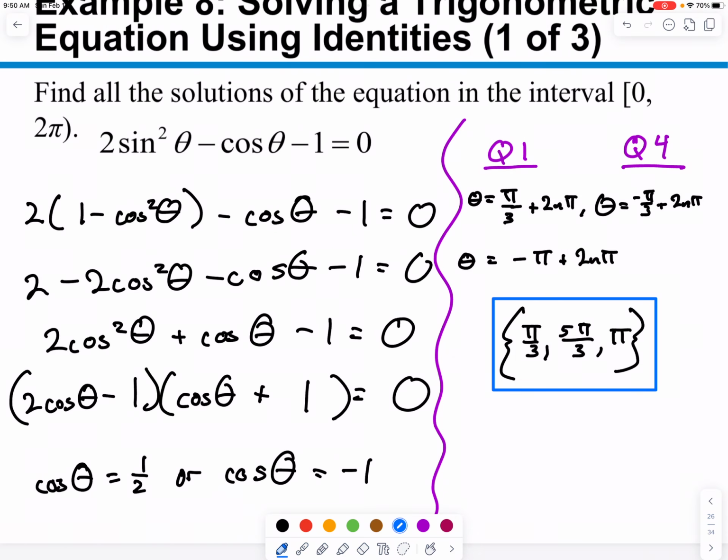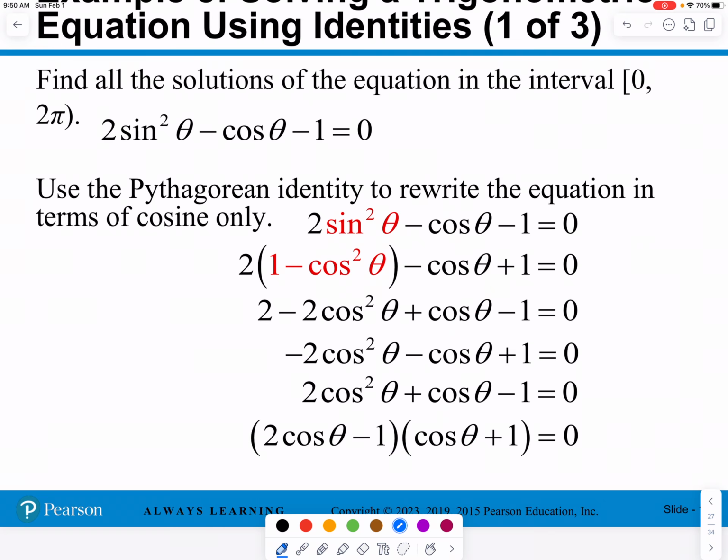Let's compare this to our prepared notes. Find our solution. Use the Pythagorean identity to rewrite this. So they did the same thing we did. Sine squared becomes 1 minus cosine squared. And then you can see the line where they multiply by a negative. We got the same thing. Multiply both sides by -1. We got this. Then it factors into this.